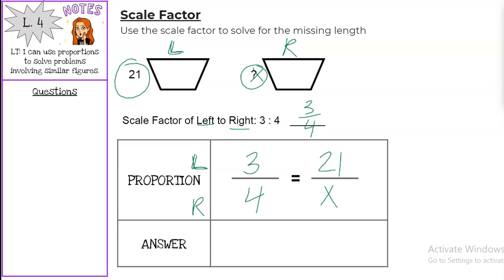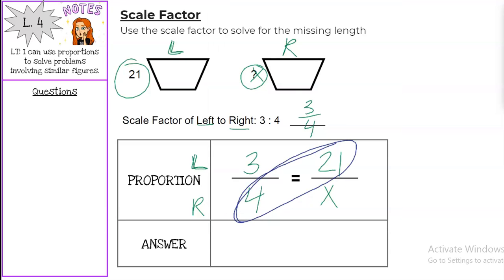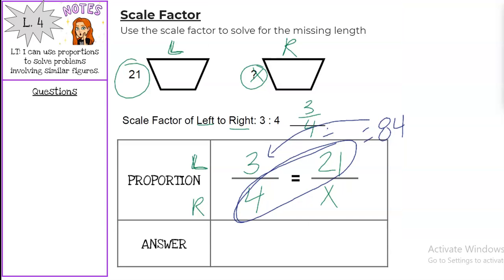And then we can solve this. To solve it, we're going to take the two numbers in the diagonal with no variable and multiply those. So 21 times 4 is 84. And then we are going to divide that by the remaining number. So 84 divided by 3 is 28. So our answer is 28.